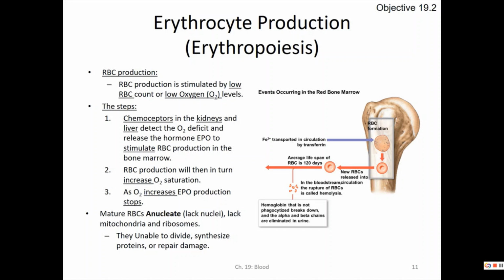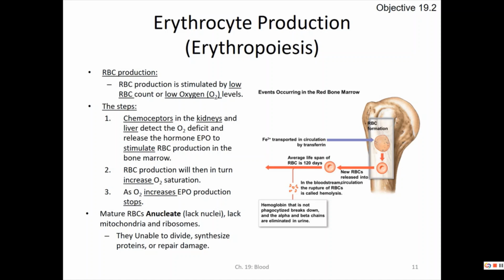I oftentimes like to think about it this way: why do mobsters like to drive big Lincoln Town Cars? Because there's plenty of room in the trunk. So with red blood cells, if you get rid of your nucleus, it's like removing the spare tire from the trunk, and you've now got more room to put groceries in there. So that's what we've done here: mature red blood cells anucleate, kick out their nucleus.